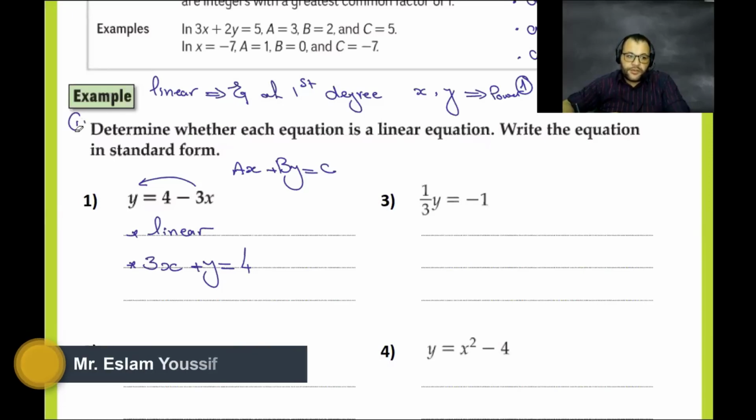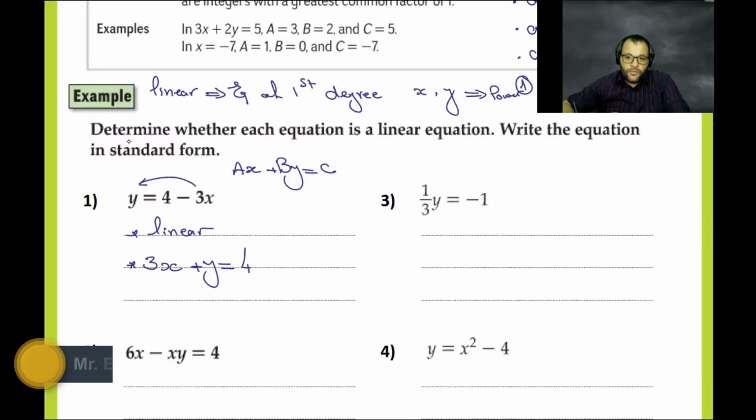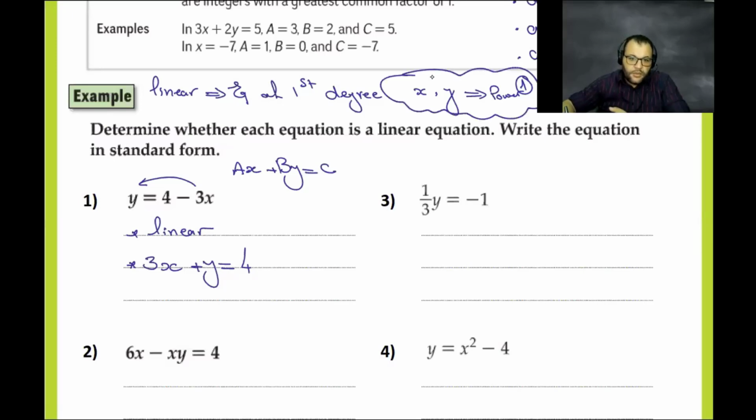What is the meaning of linear? Linear is an equation of first degree. What is the meaning of the first degree? I don't know. It means that you are not looking at the screen. If you look at the screen, I wrote here x and y raised to the power 1.